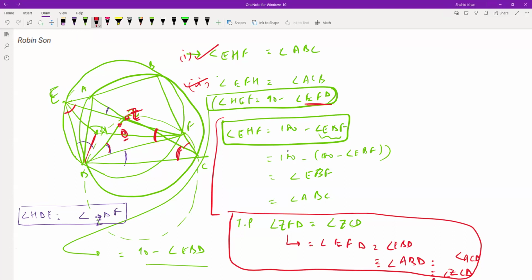So you get AC perpendicular to BD. Wait, how do you complete the proof? You prove that this is 90 minus this. Basically, then EFH is just 90 minus FED or DEF. Then it just becomes the same thing.